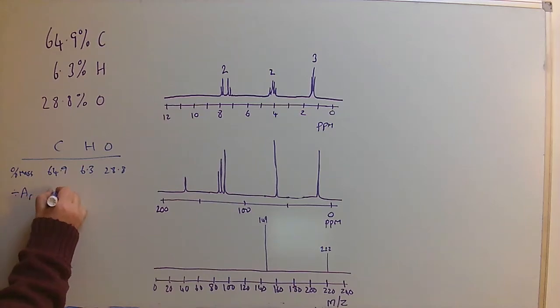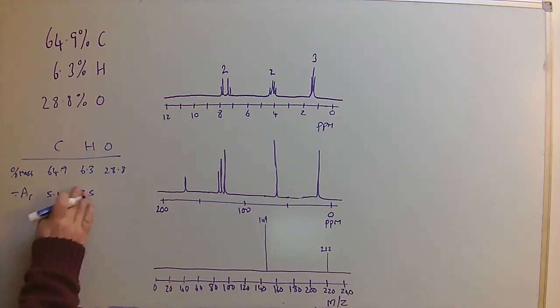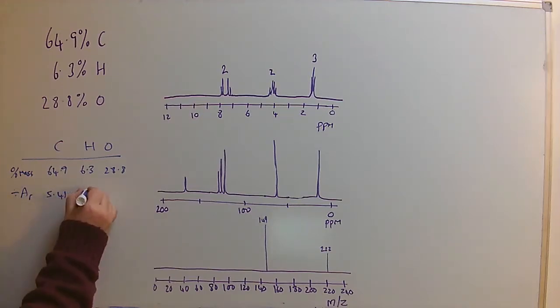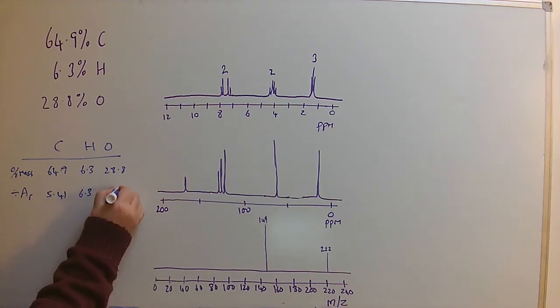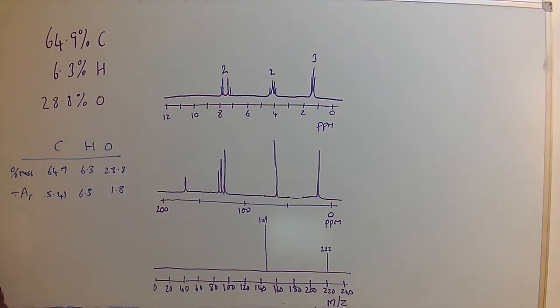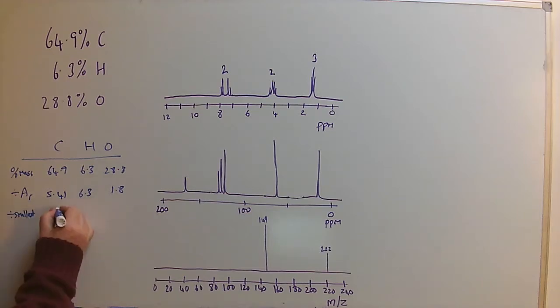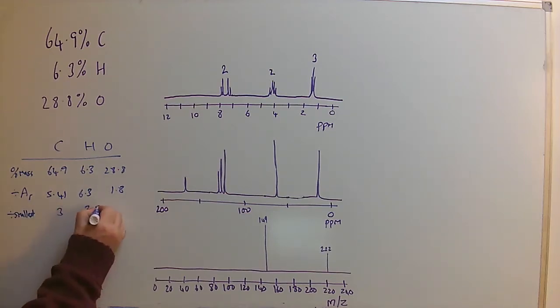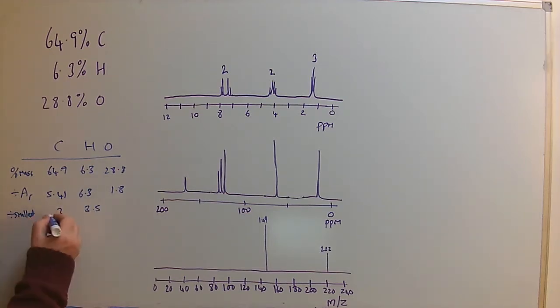which gives us 5.41 and 3.5 and 6.3 and 1.8, and then we divide through by the smallest of those, which with a bit of luck gives us whole numbers, but in fact in this case gives us 3 and 3.5 and 1.